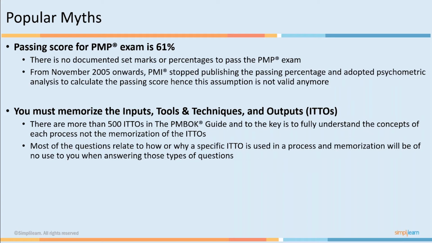Clear? The second part is, we talked about the domains, 10 knowledge areas, and 47 processes. The way the process is structured, for each process there is input, then there are tools and techniques, and then there are outputs. Put together all the inputs, tools, techniques, and outputs, you can call them ITTOs. There are more than 520 ITTOs in the PMBOK guide, and it is not possible or not very helpful to memorize each and everything. Your memorization is not going to work.